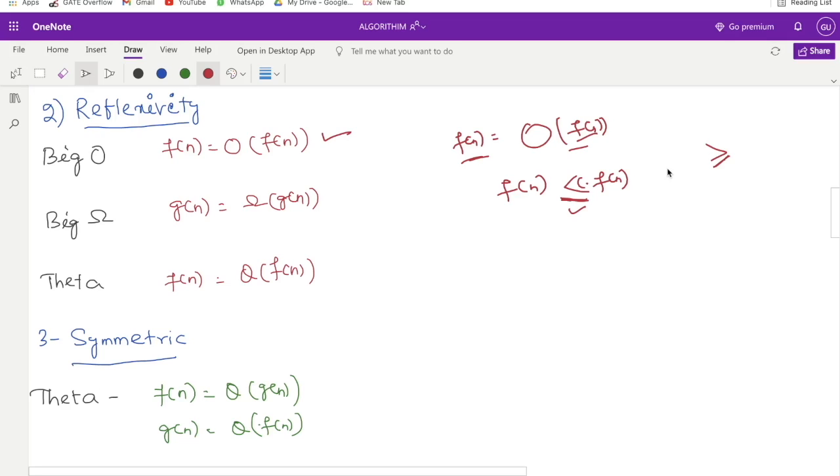But if you use the same thing for small o or small omega, that can't be true in their case, because that is strictly increasing or strictly decreasing, right? Either f of x must be less than g of x, or f of x must be greater than g of x, but there is no equal to, so that makes them incompatible with reflexive nature. Now come to theta. Theta represents asymptotically equal functions, so I can definitely say f of n equals theta of f of n, so there is no problem.